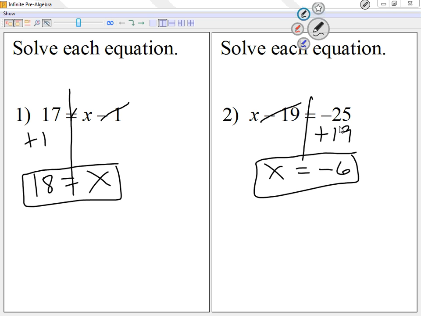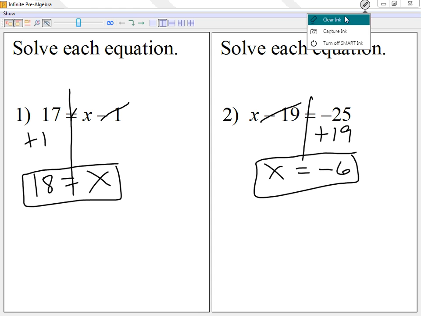It doesn't matter which side you keep the letter on. Notice on number 1, I have the letter on the right, and on number 2, I have the letter on the left. You move the number that is where the letter is, because our goal is to have the letter by itself.